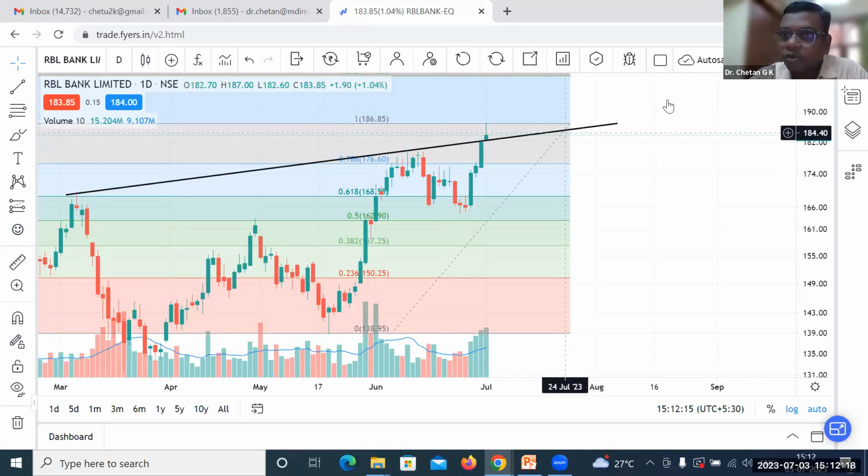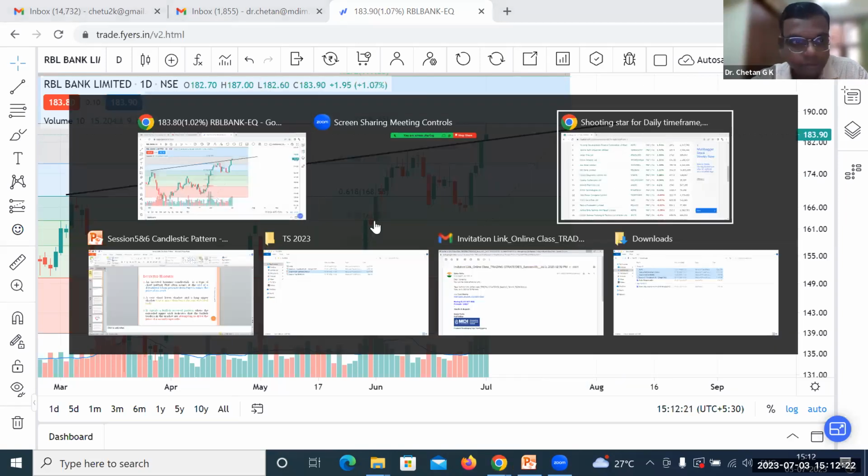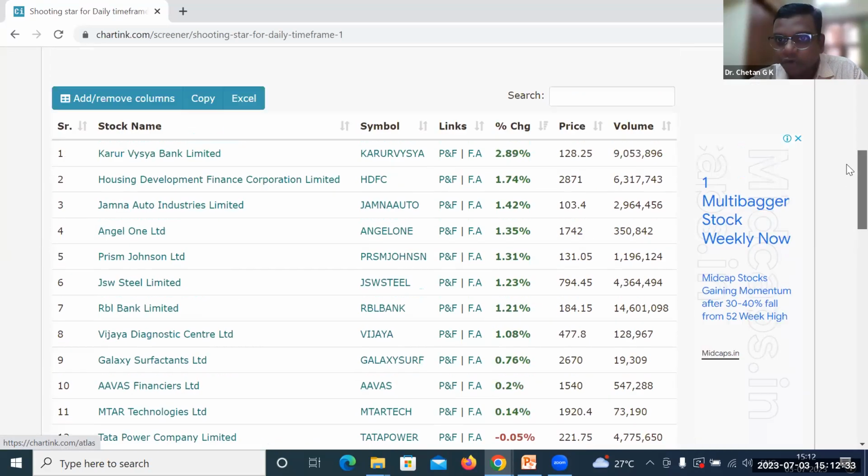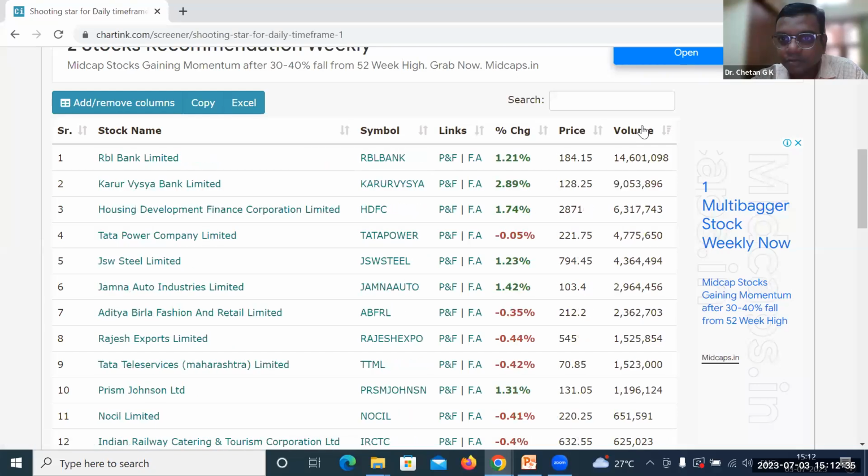Okay. So now I'll go back to the next stock in the list. Vijaya Diagnostic Care. The volume is very less, so I'm ignoring it. You can see the volume is very less, right? So volumes are very less. Because of which, I've already taken some 7-8 stocks, so I think that is sufficient. The last one I will take is Rajesh Exports.